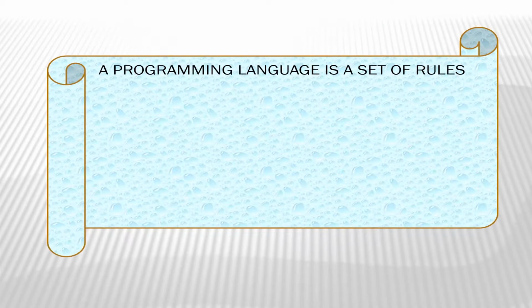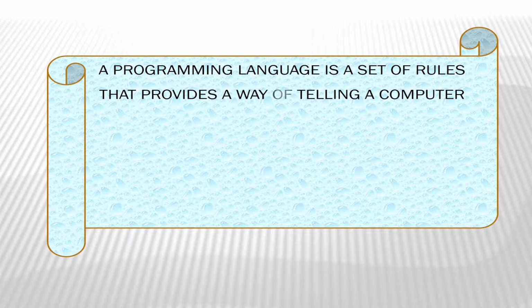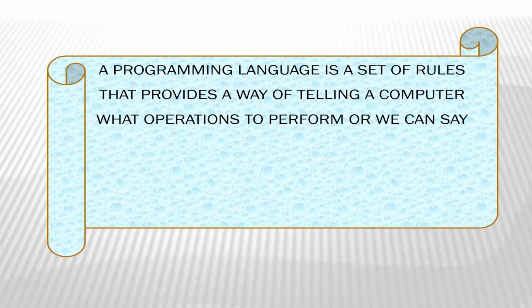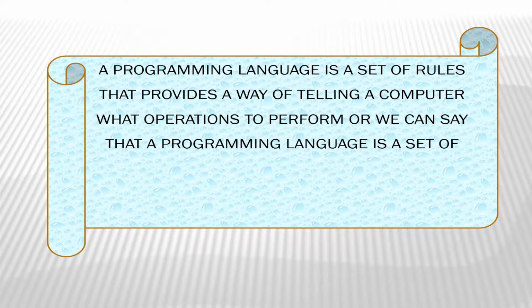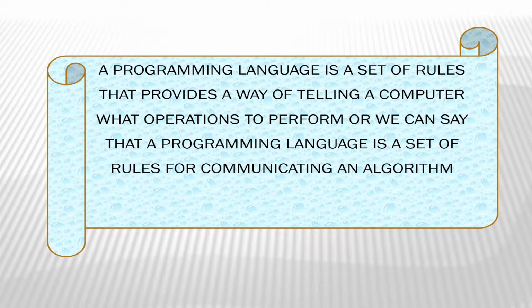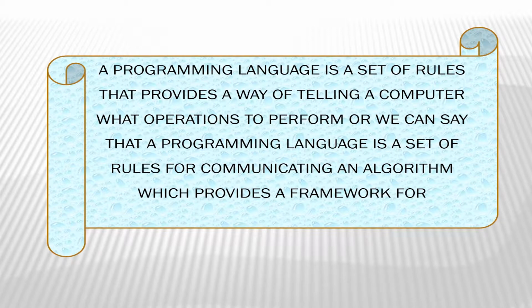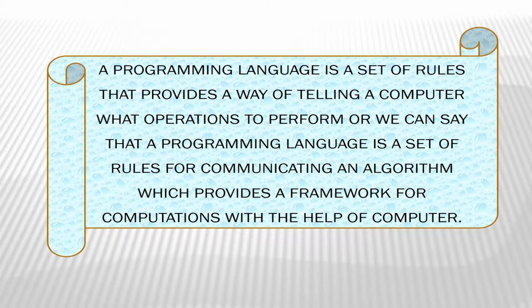A programming language is a set of rules that provides a way of telling a computer what operations to perform. So we can say that a programming language is a set of rules for communicating an algorithm, which provides a framework for computations with the help of a computer. To execute a program, we need to give instructions, and these instructions must be written in a way in which computers can understand. For this purpose, various programming languages are used.